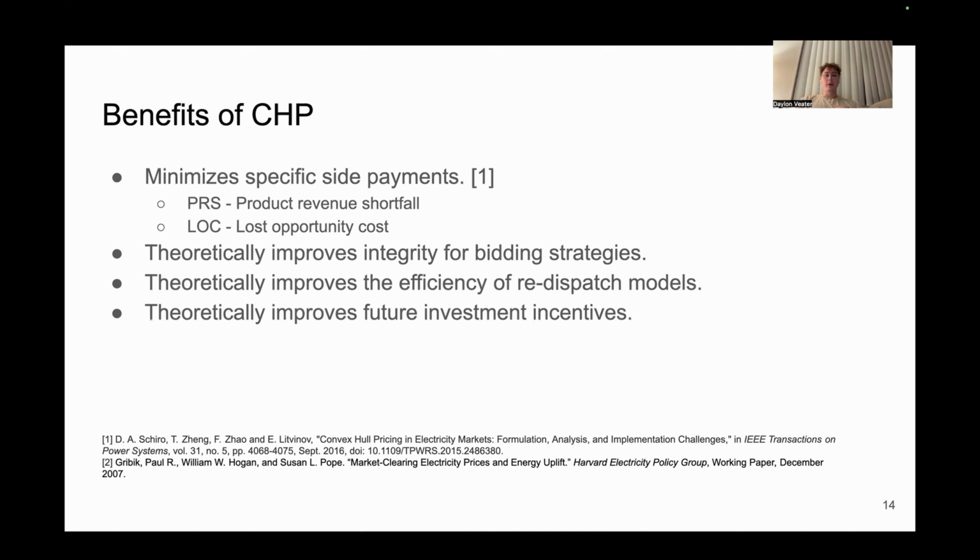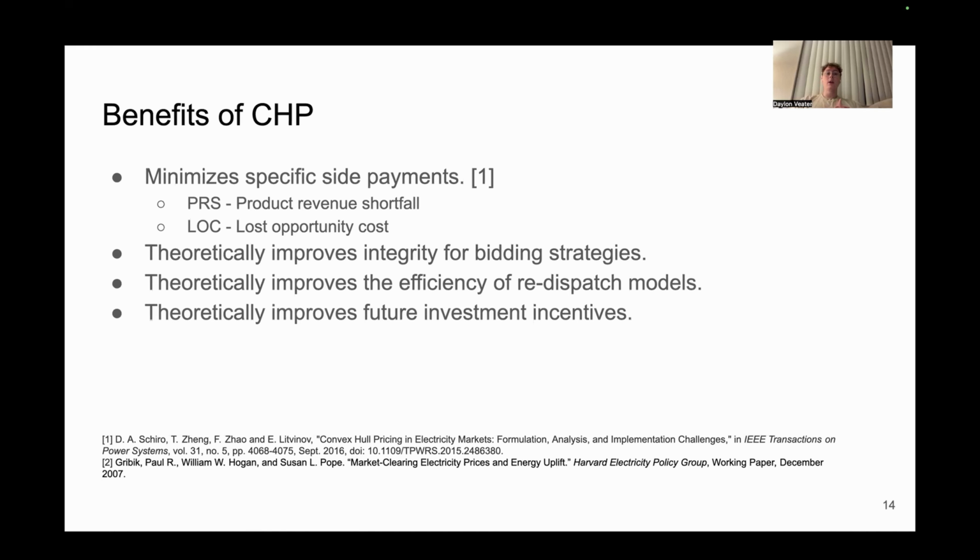It's important to note that there's a lot of other kinds of make-whole and uplift payments out there. Talk about ancillary service payments, and there's specific units that have special runtimes. There's a bunch of uplift payments that aren't just PRS, LOC. Those are the only two that convex hull pricing claims to minimize.